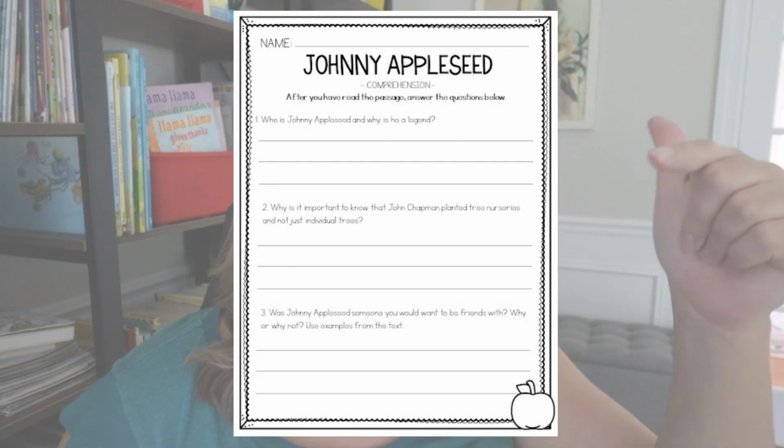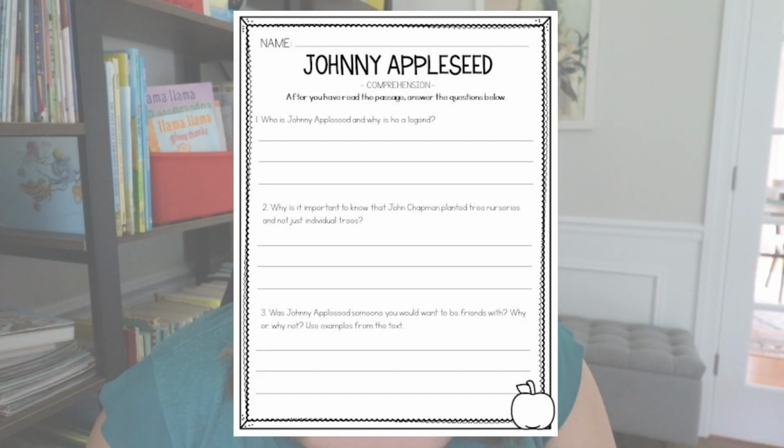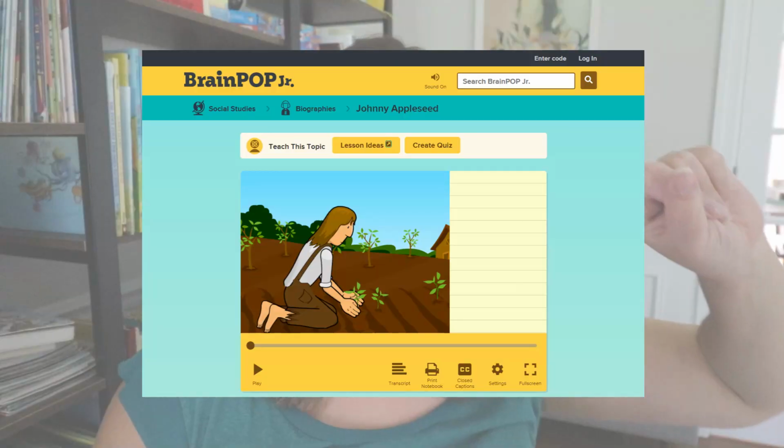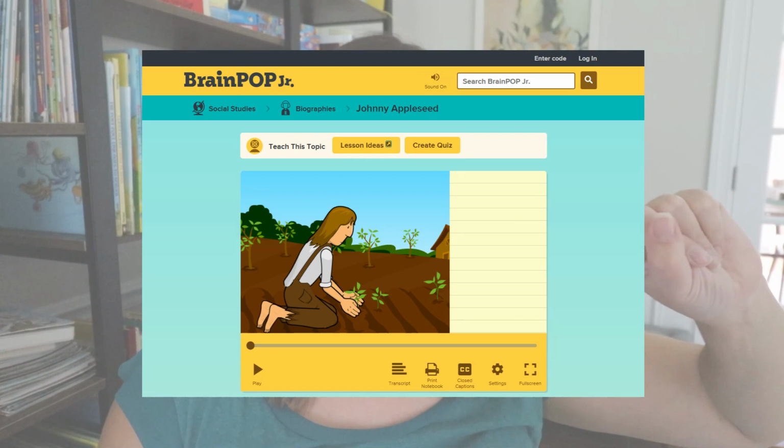I also included a comprehension sheet right here so students can answer the questions after they've read the passage. So your second graders could probably read the passage and fill out the vocabulary and comprehension sheets on their own. Even if you had to read the passage aloud, they could probably do the response sheets by themselves. But your first grade students in September would probably need you to read all of it for them, but you could definitely do this as a guided activity with your whole class. If you're looking for other Johnny Appleseed resources, Brain Pop Jr. also has a great resource, a little video on John Chapman.